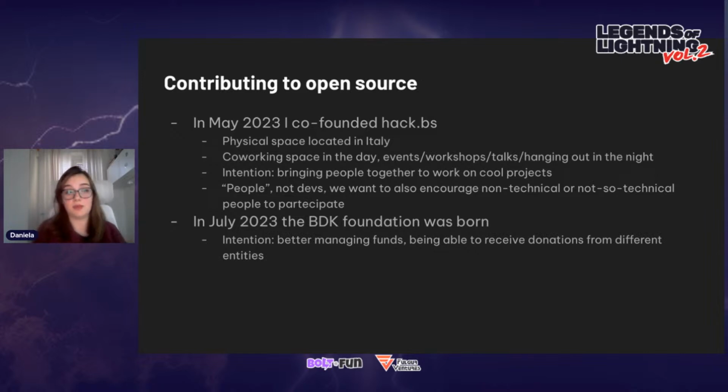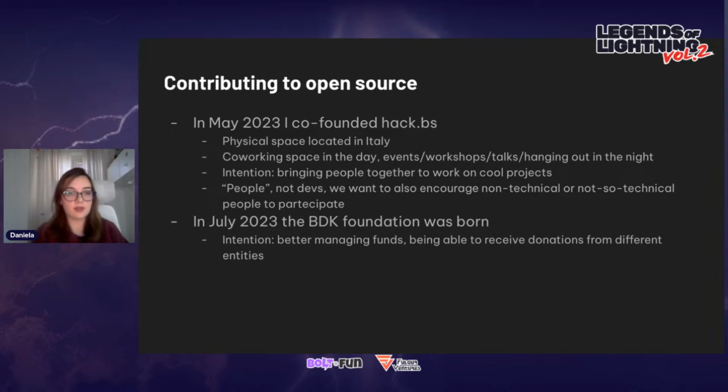And I'm saying people and not devs, because I really want this hackerspace to be cypherpunk focused. So we want to work on Bitcoin, on privacy-related projects, etc. But we don't want this to be exclusively for devs. We want to encourage non-technical or not so technical people to participate. In July 2023, the BDK Foundation was born, and I'm the vice president.